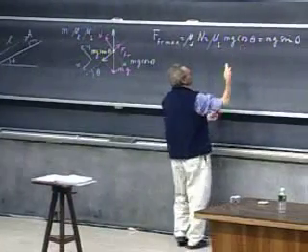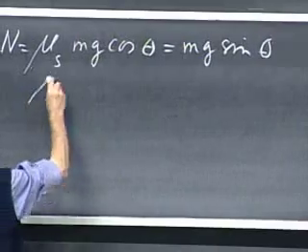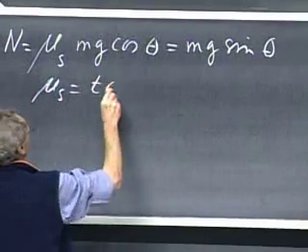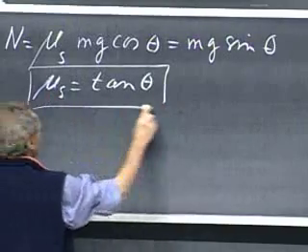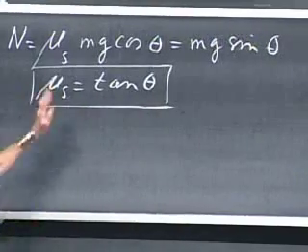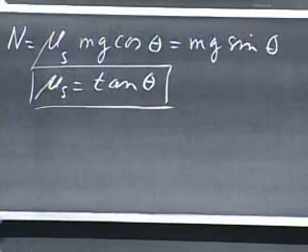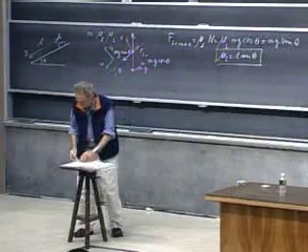And so you lose your mg, and you find that mu s equals tangent theta. That's when it will happen. This is a way that you can measure the static friction coefficient. Alternatively, if you know the static friction coefficient, you can predict at what angle that will occur.